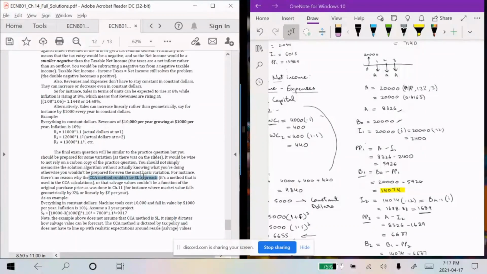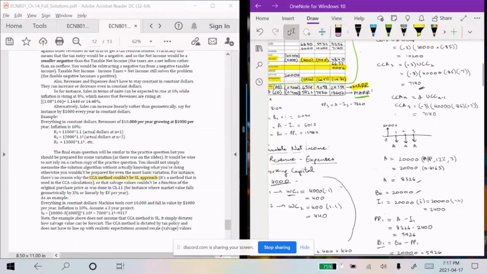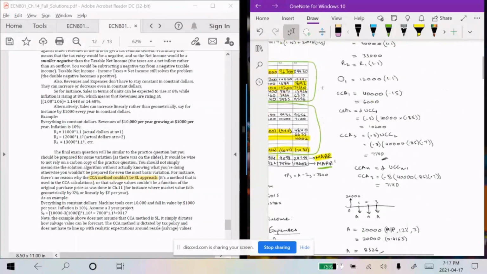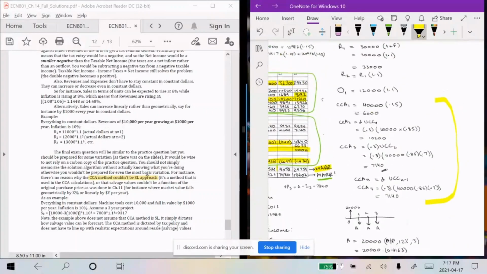The CCA method. We used the declining balance method to calculate the CCA right here. If you guys can see this, we use the declining balance method to calculate CCA, but there's no reason why it couldn't be the straight line method. That would be simpler. If he said in the question that the CCA is calculated using the straight line method, then we would use the straight line method. So it could be like that, or the salvage value could be decreasing. It could be based on the present worth. If you guys remember the chapter 11 questions, I think the salvage value keeps decreasing.